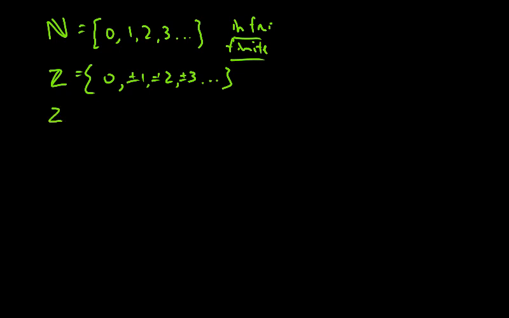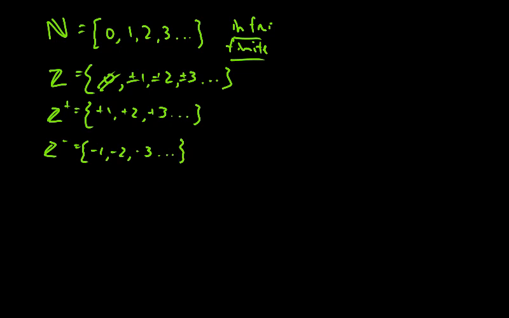Now, if I want to get more specific, I could talk about the set of all positive integers, which would not include 0 because it's neither positive nor negative, but it would include positive 1, positive 2, positive 3. Again, it's infinite, continues on forever. I also have negative integers. Again, this does not include 0 because 0 is neutral, but it includes negative 1, negative 2, negative 3, and it's infinite as well.